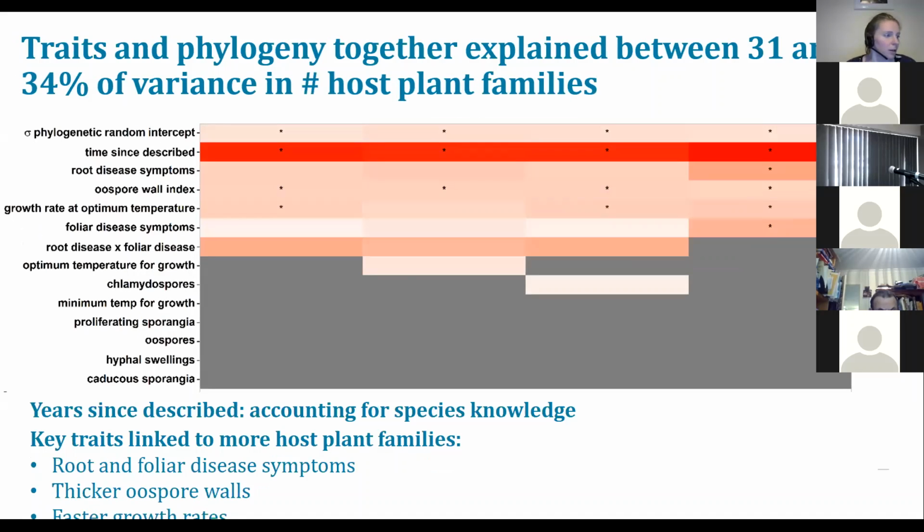And then species traits and phylogeny explained around 31 to 34% of the variance in host plant families. And root and foliar disease symptoms were both present in the best performing models again. So perhaps this captures something about the detectability of those species on their hosts. But other traits that were important were a bit different for host range.